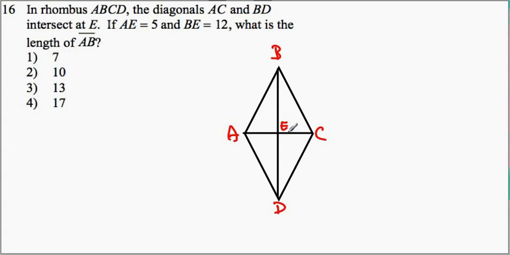So AC has been cut in 2 equal parts, and now AE is equal to 5 and BE is equal to 12. Then this becomes 5, 12. That's right, this must be a 5, 12, 13 triangle, or you can use the Pythagorean theorem. What is the value of AB? 13.